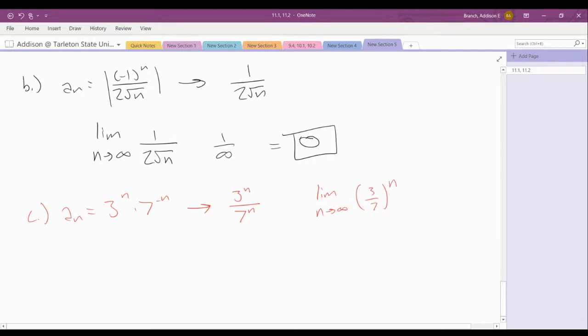This one we can't necessarily do anything with just yet, but if we recall that little theorem that we talked about, the limit as n approaches infinity of k to the n equals 0 if negative 1 is less than k, which is less than 1, well, 3 over 7 fits within that inequality. So therefore, we can say this is going to go to 0, so this converges to 0.